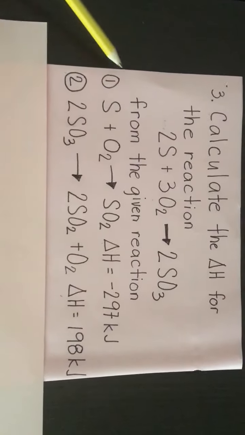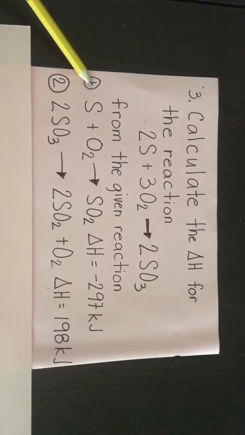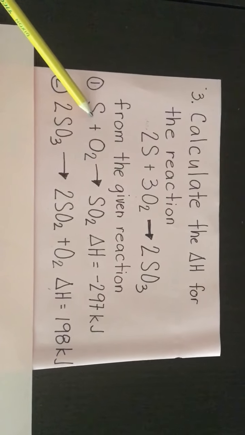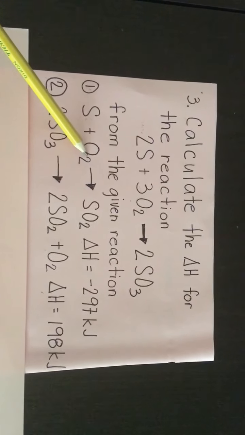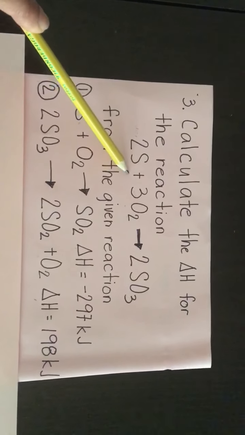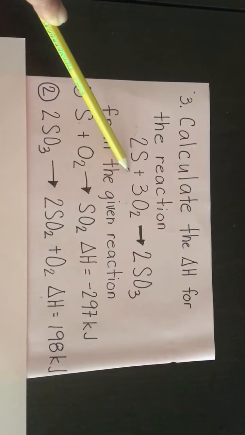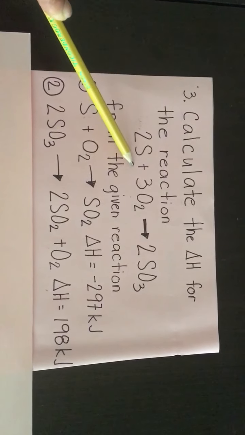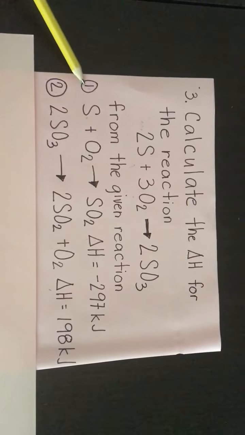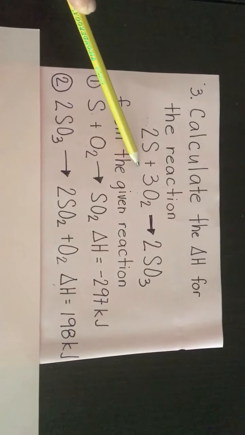So now first, number 1. If we notice, we have S and O2 on the reactant side, and it is also the same with our desired equation. So this is already a hint that we have to keep equation 1 as it is, because we want the S and O2 to be on the reactant side.